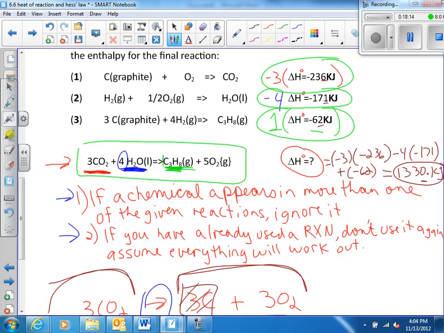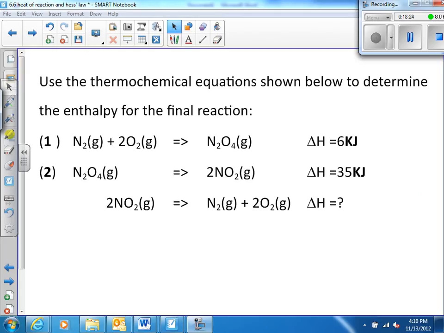Okay, we're going to do a couple more of these. I know these can be confusing, so if you're a little frustrated, don't worry. It's normal. Hess's Law gets a little confusing. So let's do another.